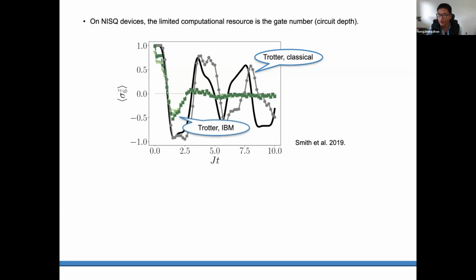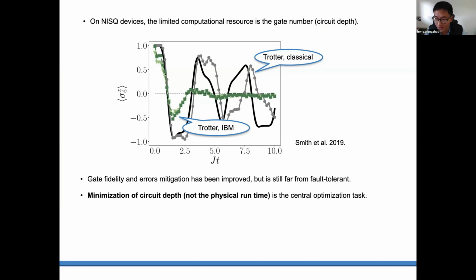And then if you run the same algorithm on quantum computers, this green one is actually what you got from this quantum computer. So you see that even at very early times, you cannot even complete the first oscillatory behavior before your signal completely dies.